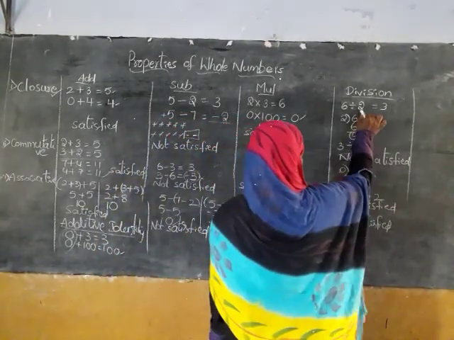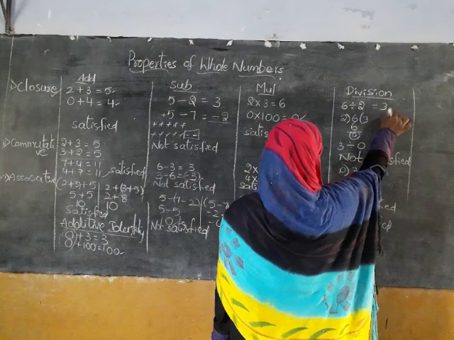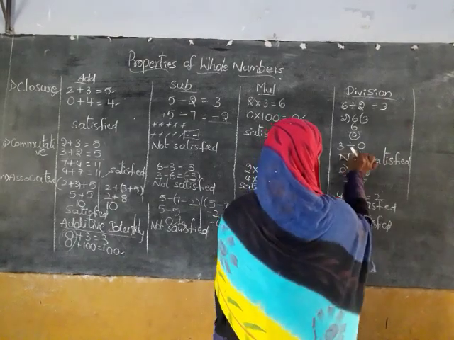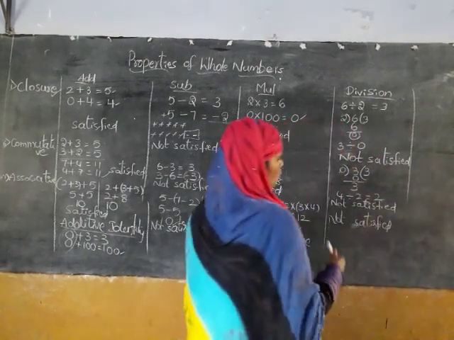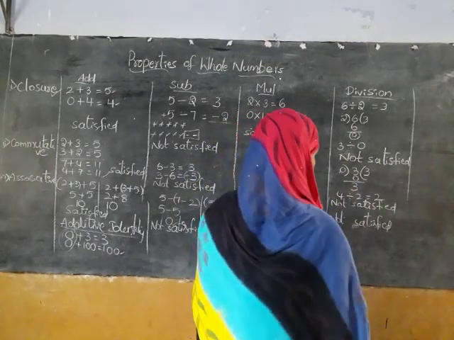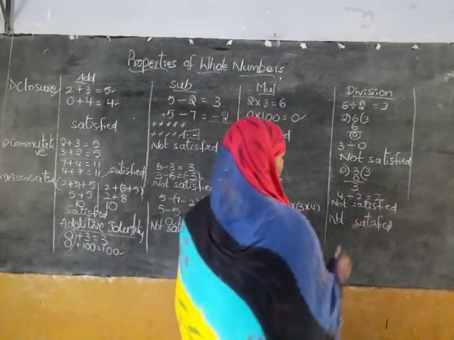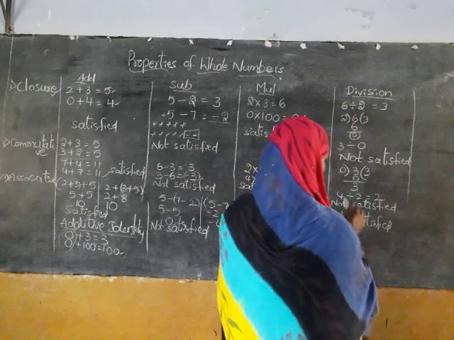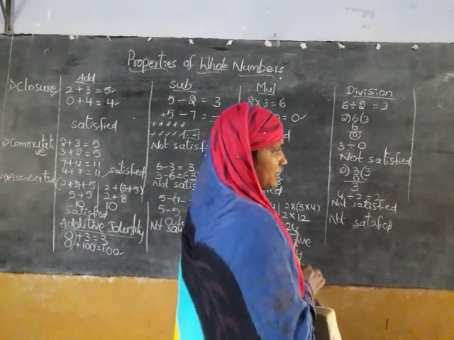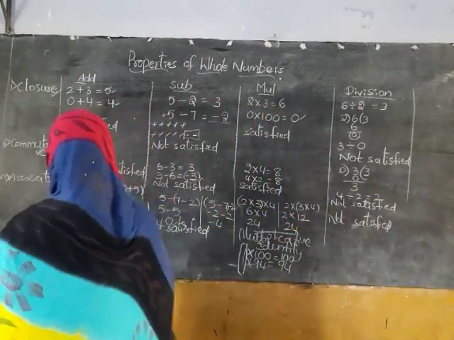6 divided by 2 equal to 3 is a whole number, whereas 3 divided by 0, however long you go on doing the division, you cannot get a particular answer. That too is not considered. So from this you can say that closure property is not satisfied under division.